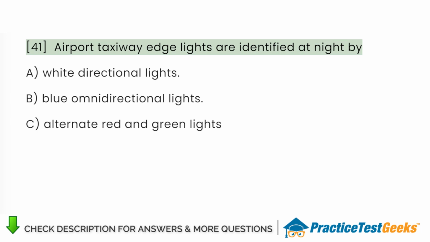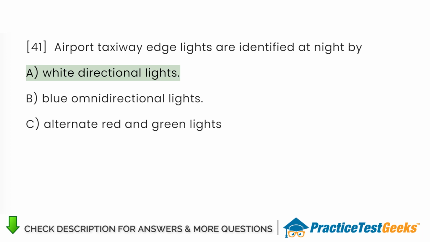Airport taxiway edge lights are identified at night by A. White directional lights. B. Blue omnidirectional lights. C. Alternate red and green lights.